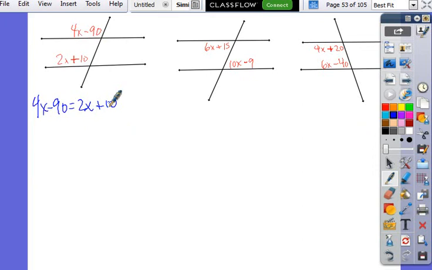Solve it from there. 2x minus 90 equals 10. Add the 90. 2x equals 100.